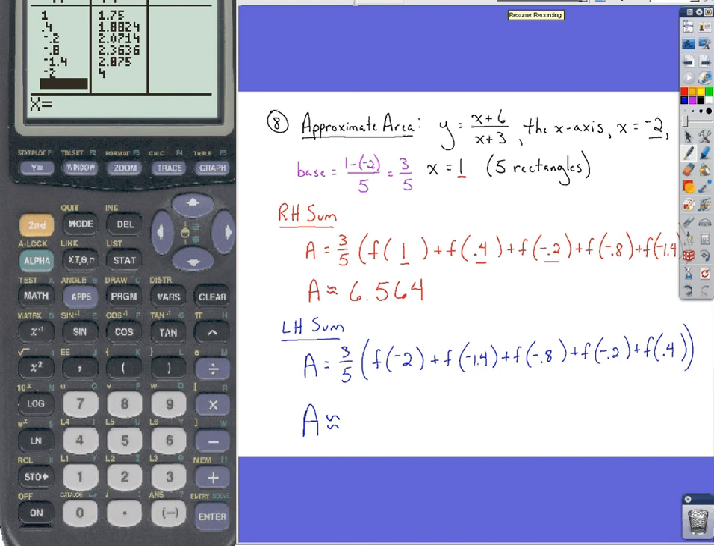So assuming I've done my calculating correctly, rounding off to 3 decimal places, I've got 7.914 as my approximate area using a left-hand sum approach.